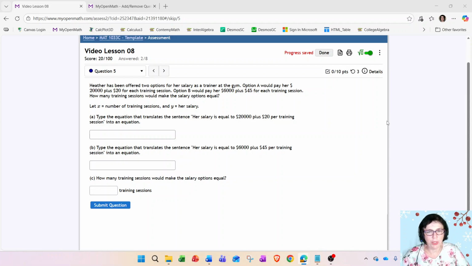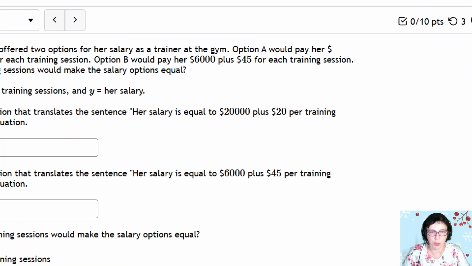Okay, but we want to see how many training sessions there would be so that the two options are actually the same. Now, X is going to be the number of training sessions and Y will be her salary. We want to translate the sentence for option A. Her salary is $20,000, which is called a fixed cost.